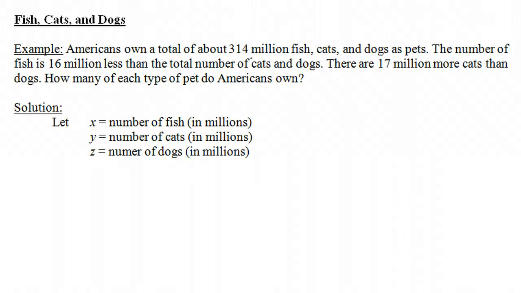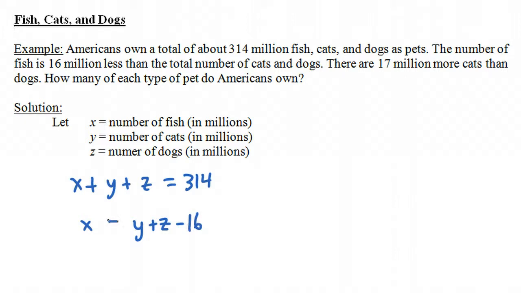Okay, well, the first piece of information that we're given is that there are 314 million total. So that tells us that x plus y plus z is equal to 314. The number of fish, which is x, is 16 million less than the total number of cats and dogs. The total number of cats and dogs is y plus z. So if you take y plus z and subtract 16 million, that will equal the number of fish.